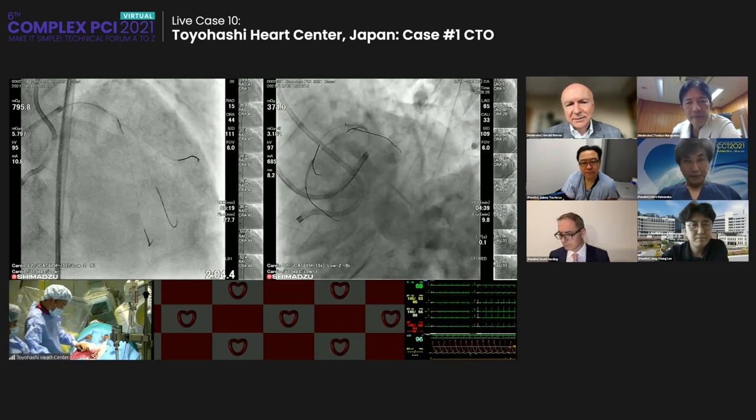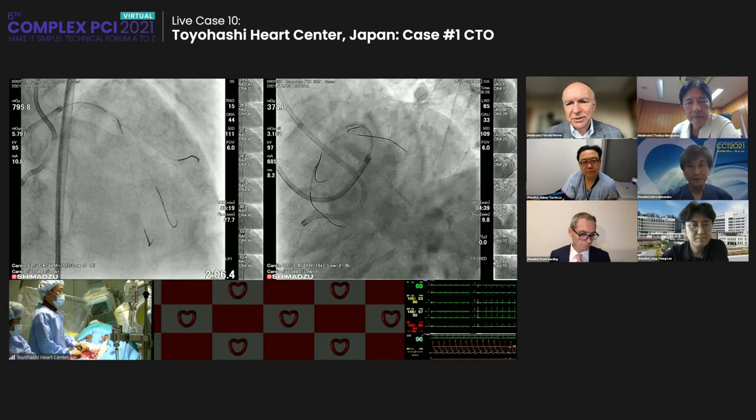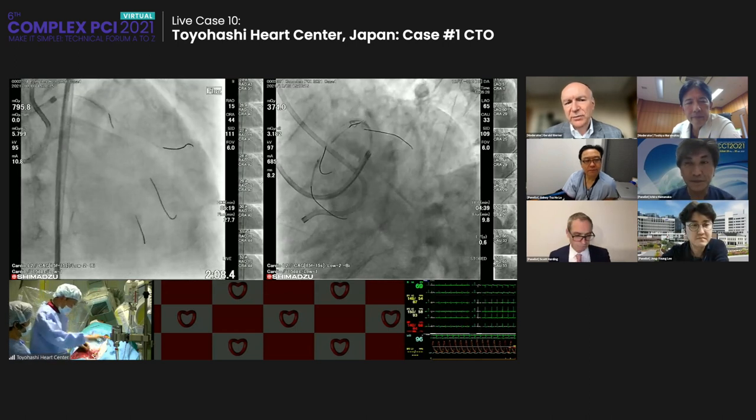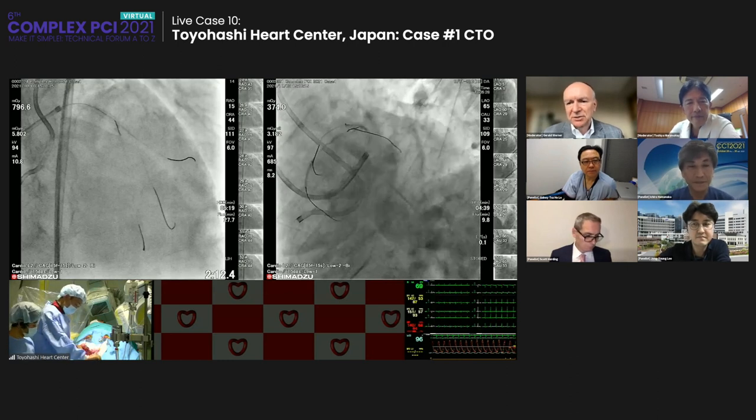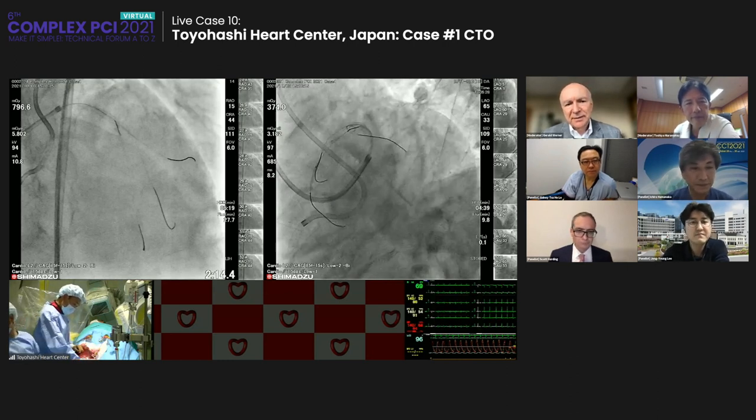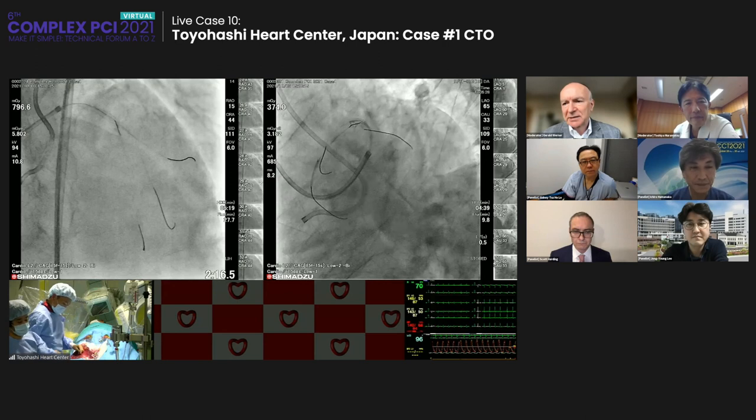But the diagonal, the LAD lesion, I think the diagonal is a big vessel. I wouldn't dare to leave it just with a drug balloon there because we saw that it was tightly stenotic.